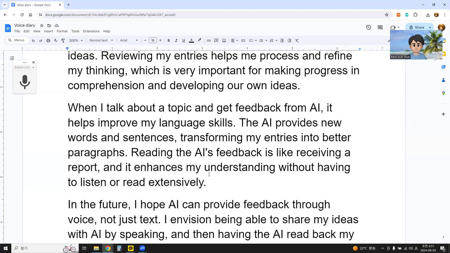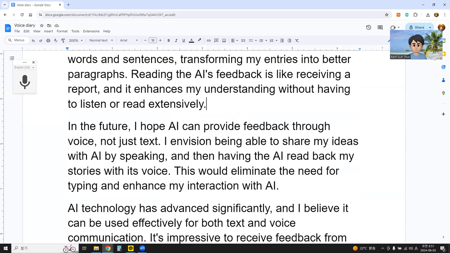When I talk about a topic and get feedback from AI, it helps improve my language skills. The AI provides new words and sentences, transforming my entries into better paragraphs. Reading the AI's feedback is like receiving a report, and it enhances my understanding without having to listen to or read it extensively. In the future, I hope the AI can provide feedback through voice, not just text. I envision being able to share my ideas with the AI by speaking, and then having the AI read the feedback. This would eliminate the need for typing and enhance my interaction with AI.